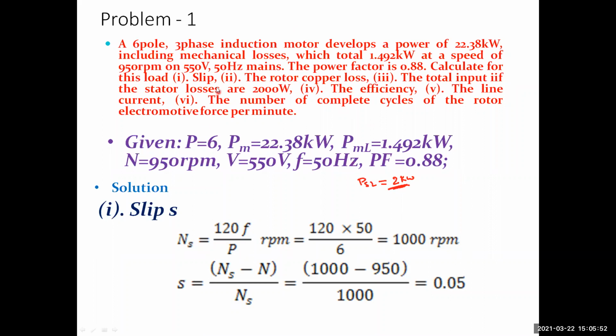So first, what is the problem? Find slip by using this relation. NS is equal to 120 f by P, 120 into 50, that is the frequency, by 6. So we'll get 1000 rpm. Then slip is equal to NS minus NR by NS. NS is known, 1000 rpm, and NR, the rotor speed, is 950 rpm. So 1000 minus 950 by 1000, that is 0.05 slip. Understood?